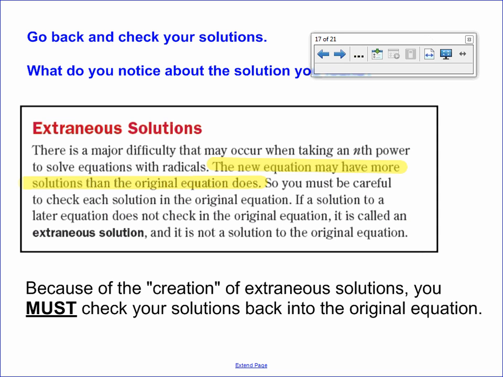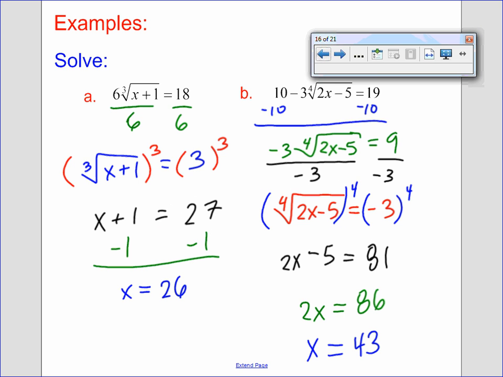Now we need to go back and check our solutions. We check just like we always do, by taking our potential solution value and plugging it into the original. If it makes a true statement in the original, then I know it's a solution. If it does not, then it's not a solution. So let's check x equals 26. Everywhere I see an x, 26 plus 1 is 27. Then the cube root of 27 is 3. Then 3 times 6 is 18. Does it make a true statement? Yes. And so x equals 26 is a real solution.